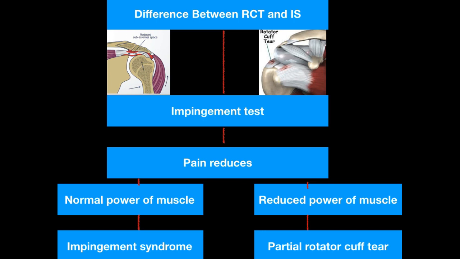If after the impingement test the pain reduces but the power still remains less, probably this is a partial tear of the rotator cuff. So the impingement test is very essential to distinguish whether it is a rotator cuff tear or an impingement syndrome.